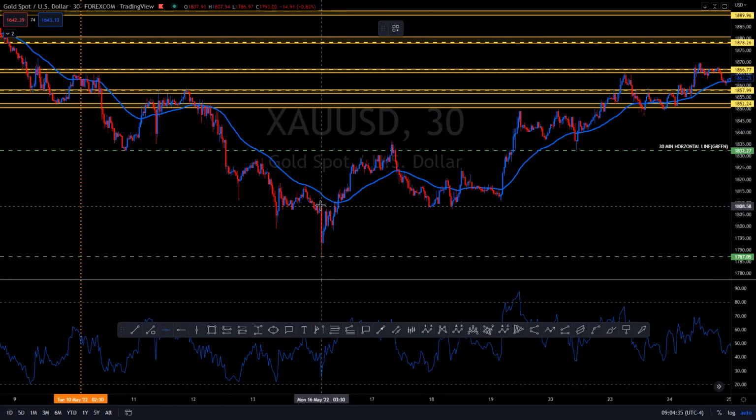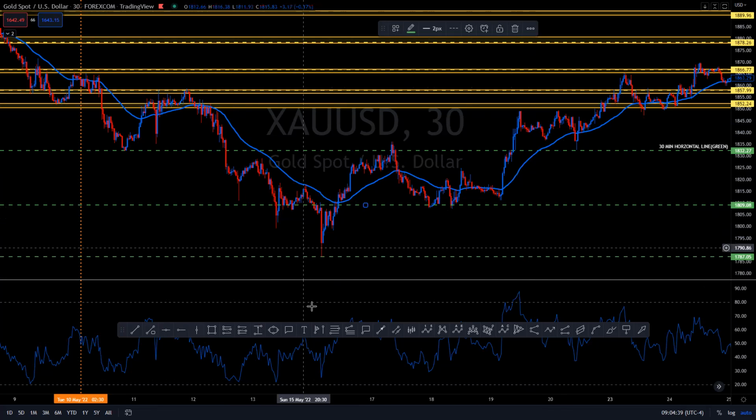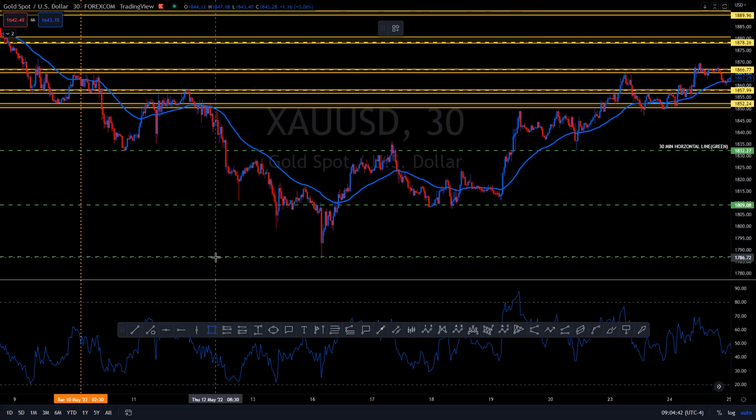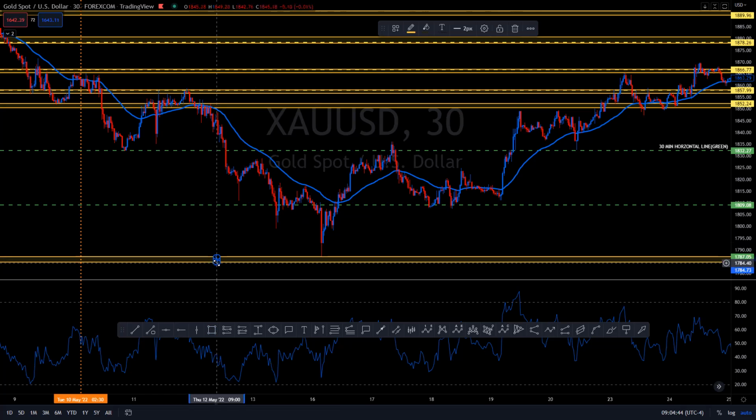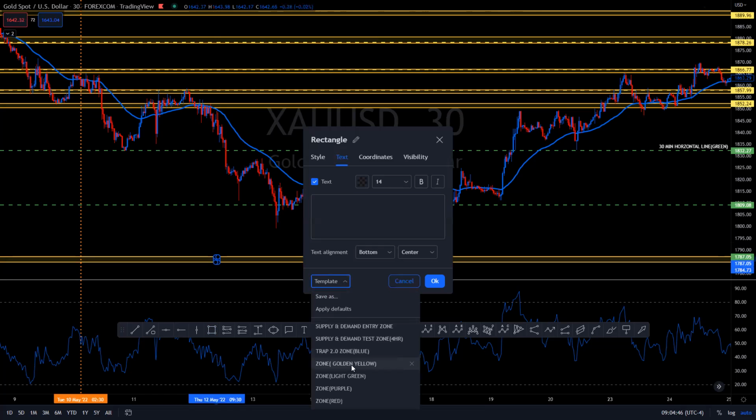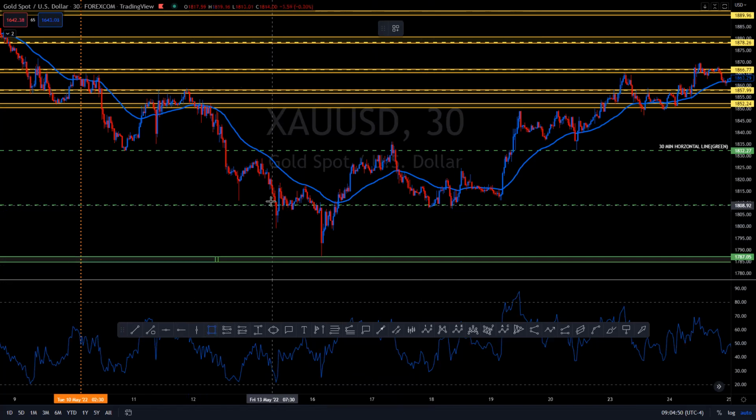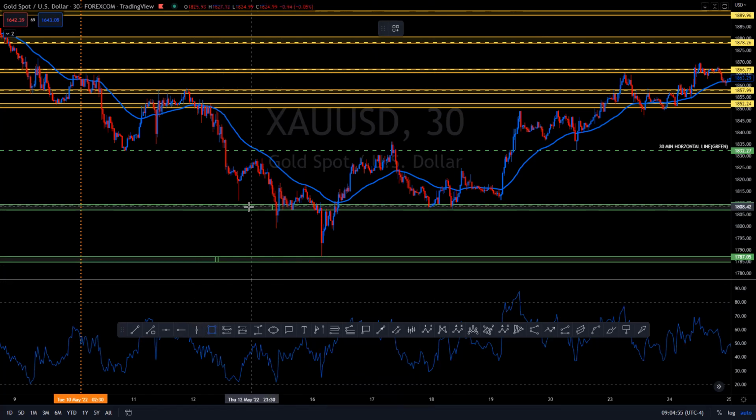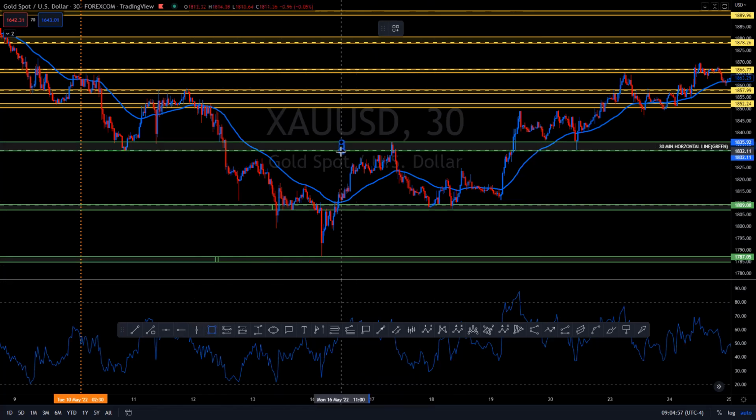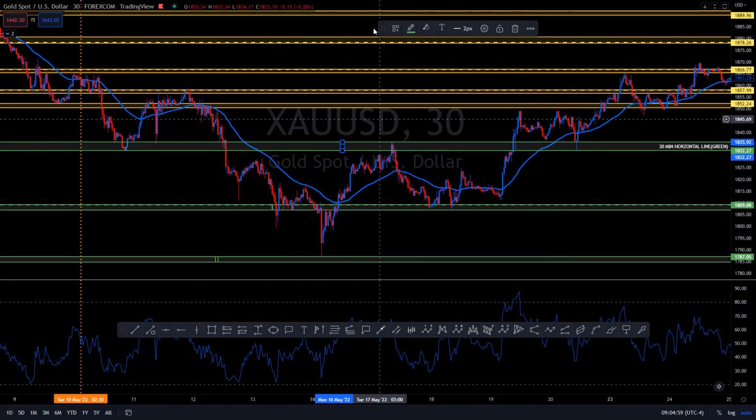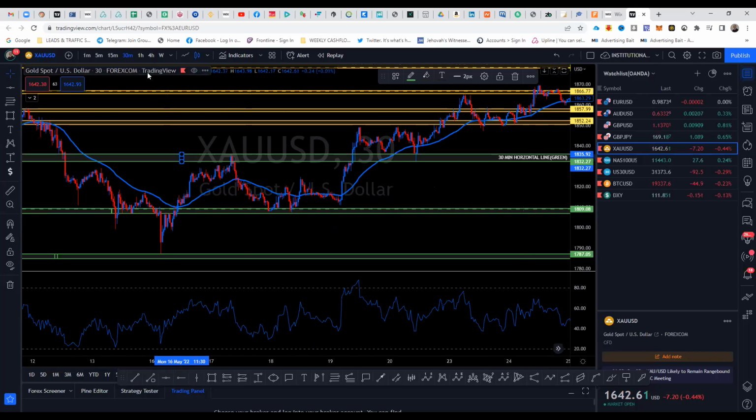It really is the same thing even up in this area here. So we're going to mark up our zones. All right, 30 minutes done. Let's move on to the hour.